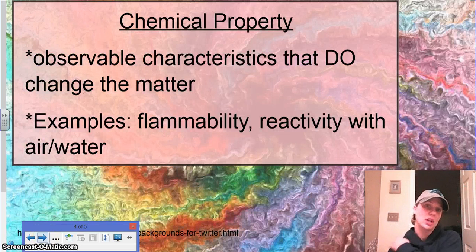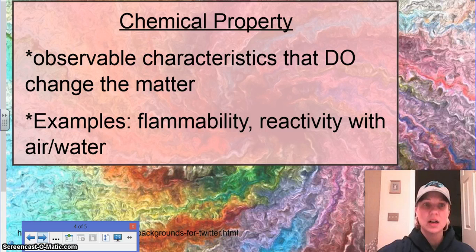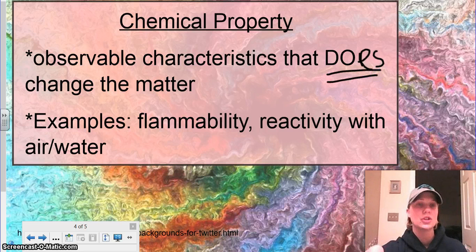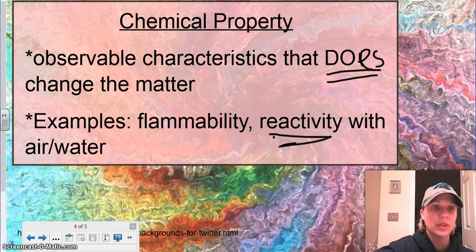So with that, now we have to talk about a chemical property. A chemical property is an observable characteristic that does change the matter. This does change the matter. This does have a permanence to it. Examples are things like flammability, its ability to light on fire, and how it reacts with air and water.